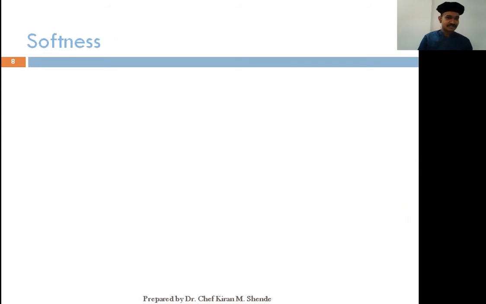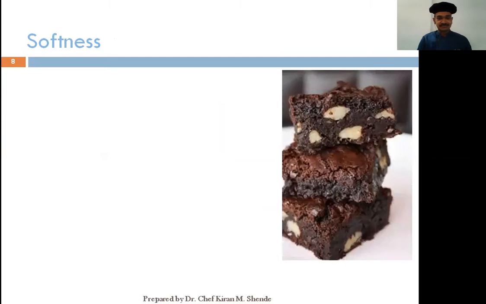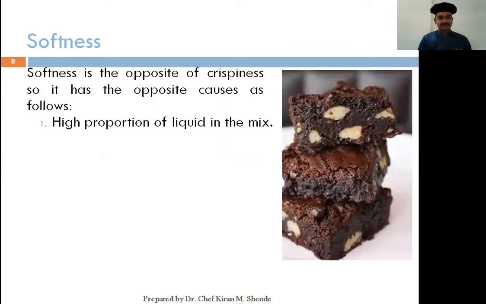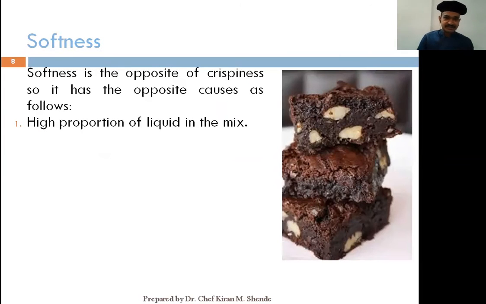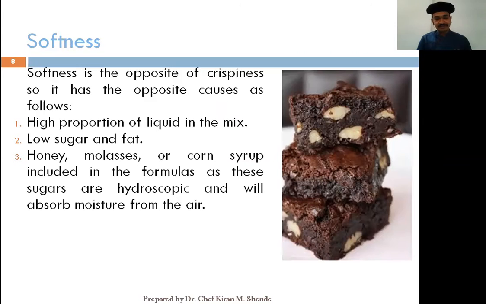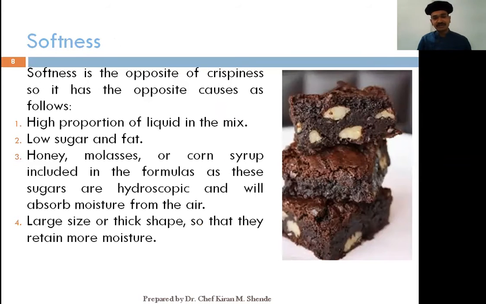Let us understand characteristic number 2, that is softness. Now this is exactly opposite to crispiness. Some factors for softness are high proportion of liquid in the mix. If the mix has low sugar and low amount of fat, and if you use liquid sugars, for example molasses, corn syrup, honey, if you include that in the formula, which is very hygroscopic in nature, it absorbs moisture from the air and makes the cookie soft. If large sizes or thick shapes are cut or baked, that will make the cookie more soft.